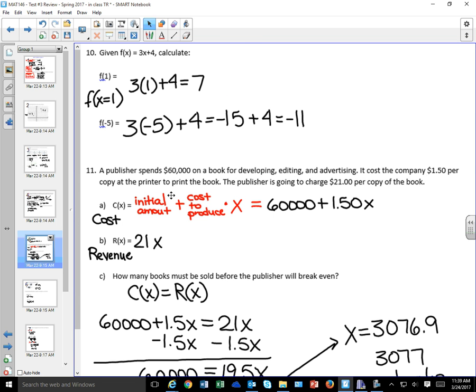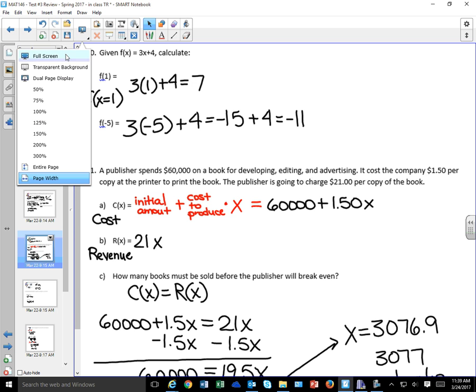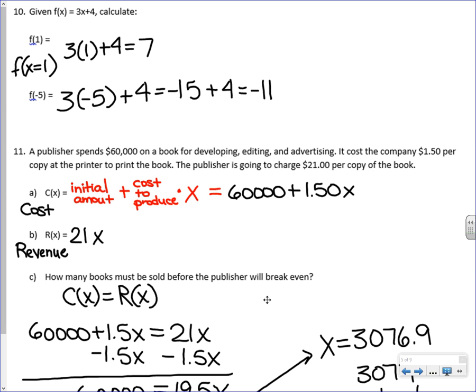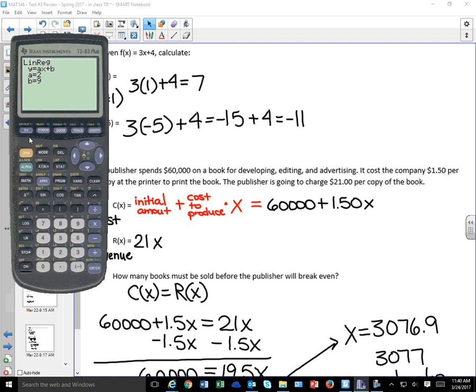Okay, this one here, when we did our break-even point, so our cost function and our revenue function, you would set up your cost and revenue function, and then we can bring up our calculator here and graph those two things. So I'm going to clear this out, so up there just push clear and then it won't plot that one. We're going to put in 60,000 plus 1.5x and then 21x.